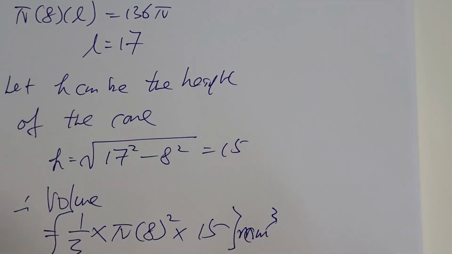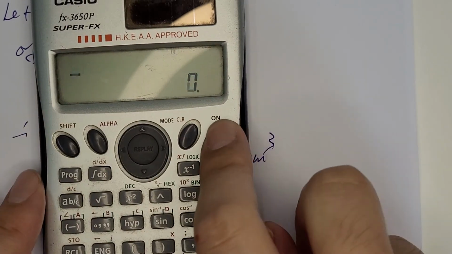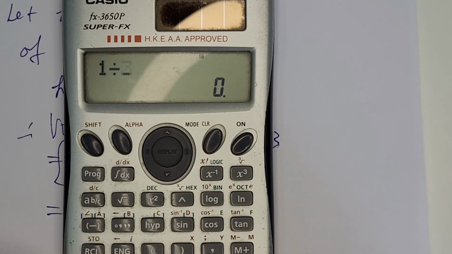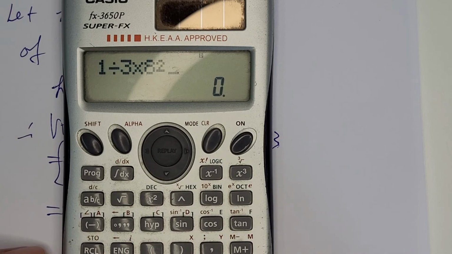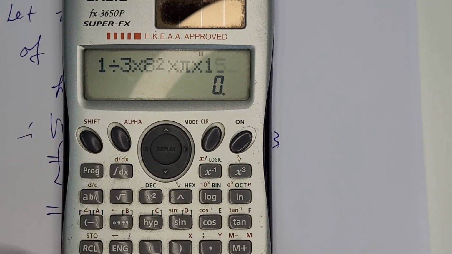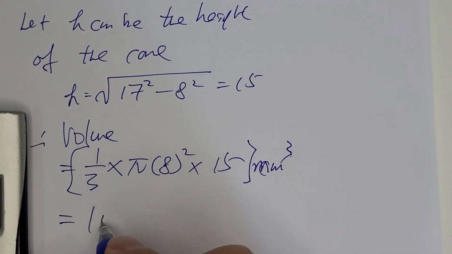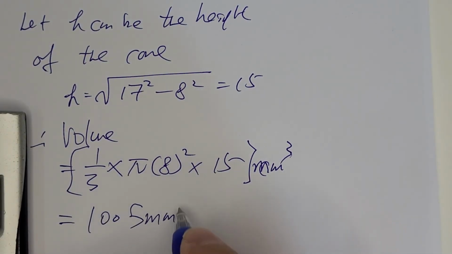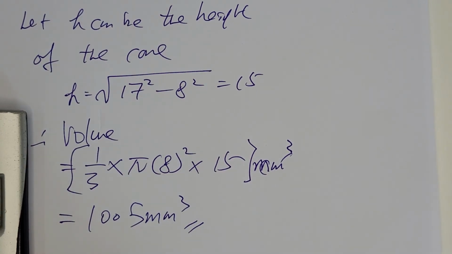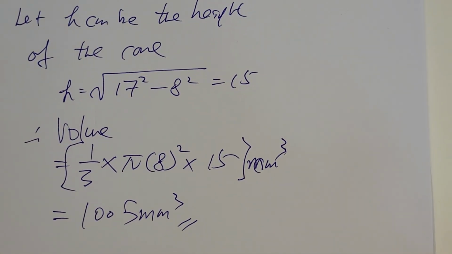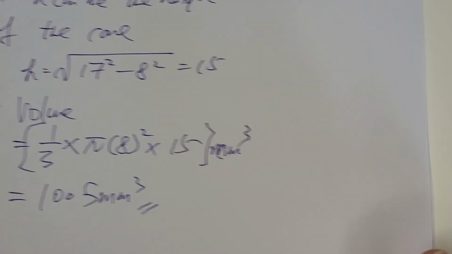So press pi also. 1 over 3 times 8 square times pi times 15. Enter. 1005. Answer. That's it. That is your final answer. And that's the end of question number 10.